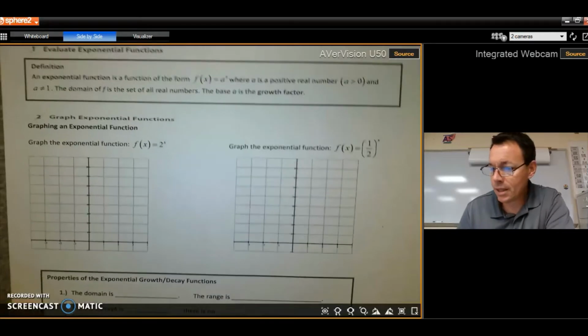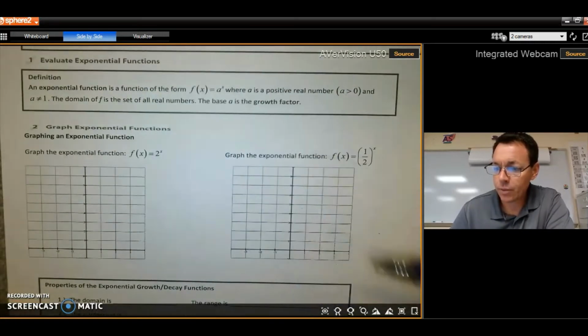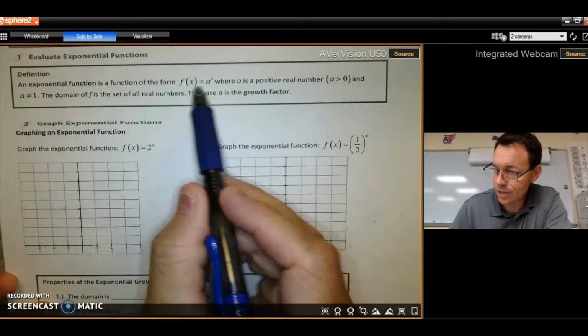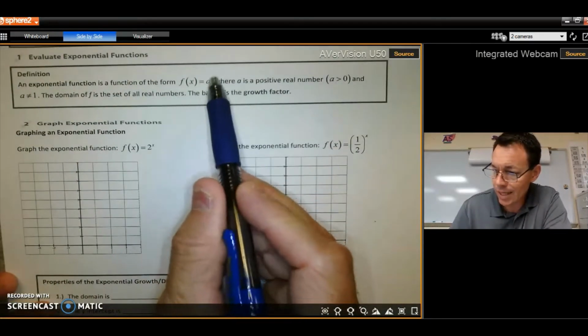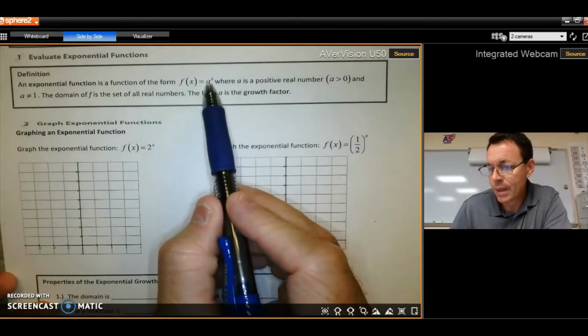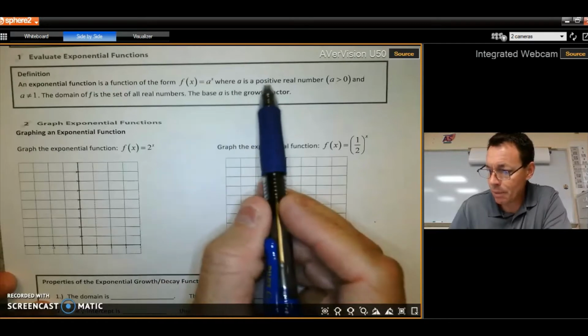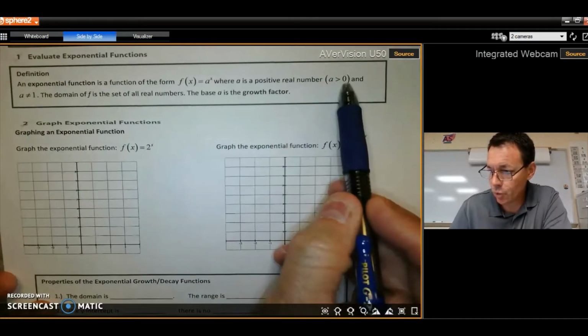Morning, guys. Today we are going to take a look at section 5.3, which talks about exponential functions. An exponential function is in this form right here. So f of x equals a to the x power, where a is the base of the exponential. A is going to be a positive real number. It's going to be greater than 0.